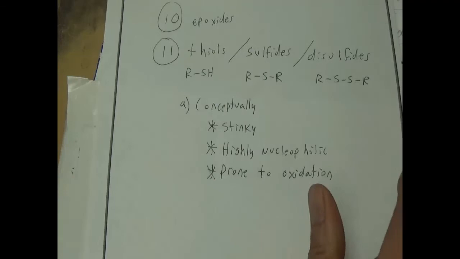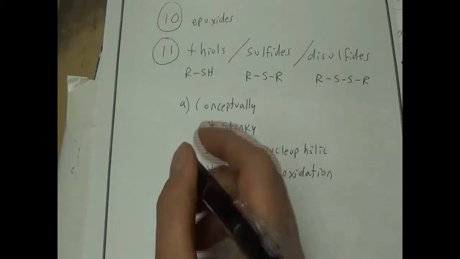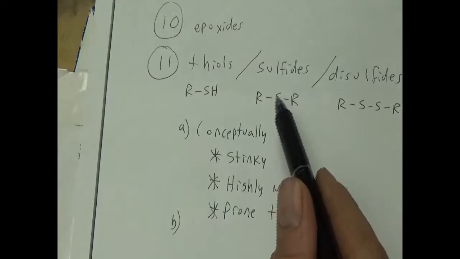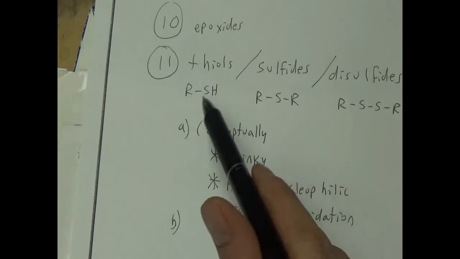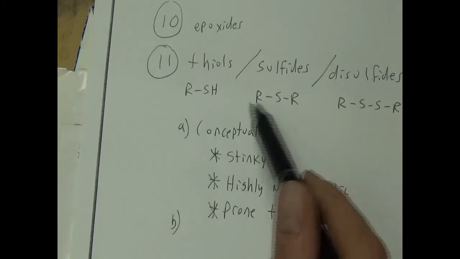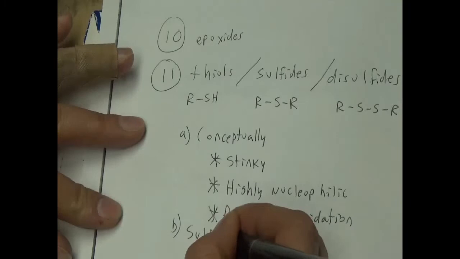Okay, so that's it conceptually. How can you make a sulfide? It's very easy to make a sulfide, just like how you make an ether. You make an ether, like ROR, through the Williamson ether synthesis. If you have an alcohol and react it with an alkyl halide, you can make an ether. Just like if you have a thiol and you react with an alkyl halide, you can make a sulfide. You've seen this 1,000 times. Sulfides are made by SN2.